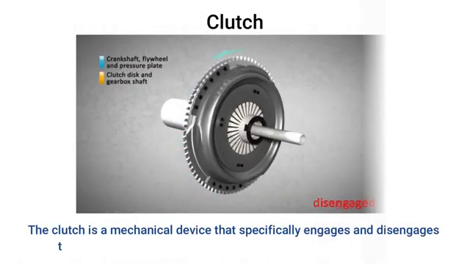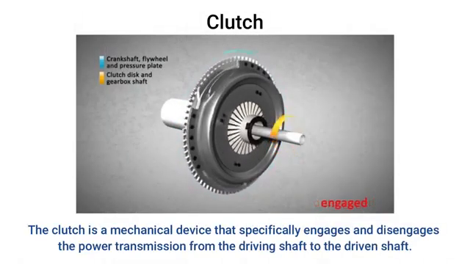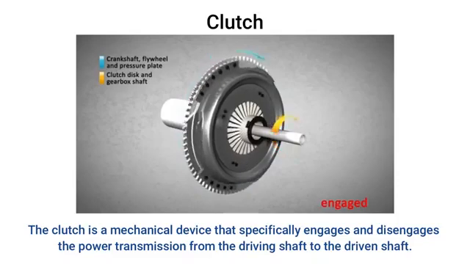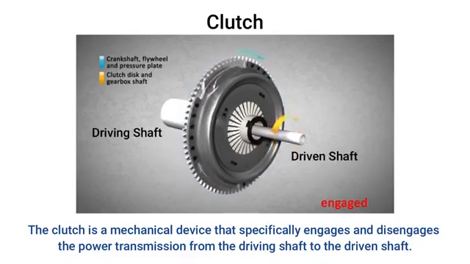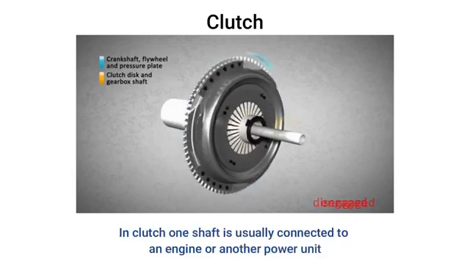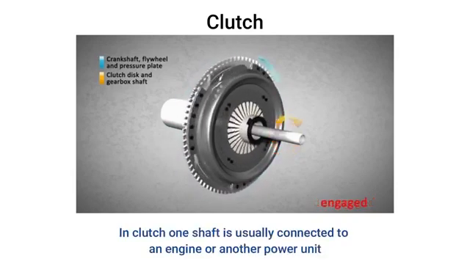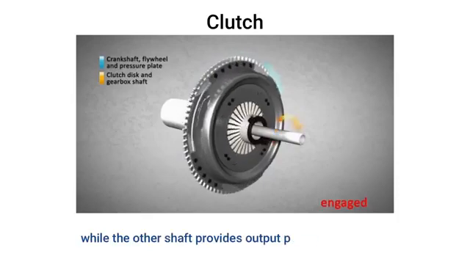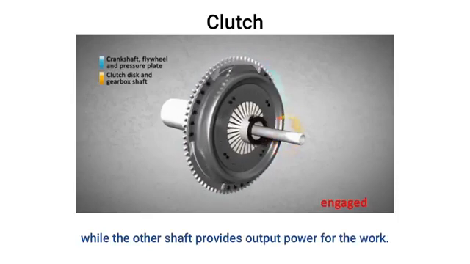The clutch is a mechanical device that specifically engages and disengages the power transmission from the driving shaft to the driven shaft. In a clutch, one shaft is usually connected to an engine or another power unit, while the other shaft provides output power for the work.